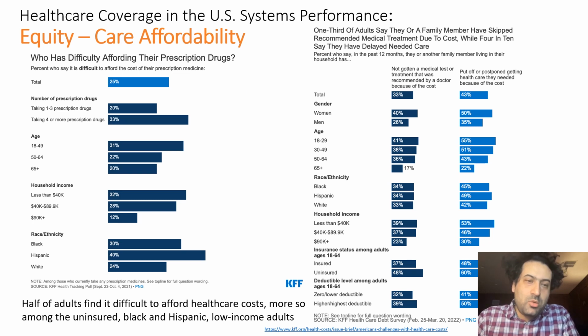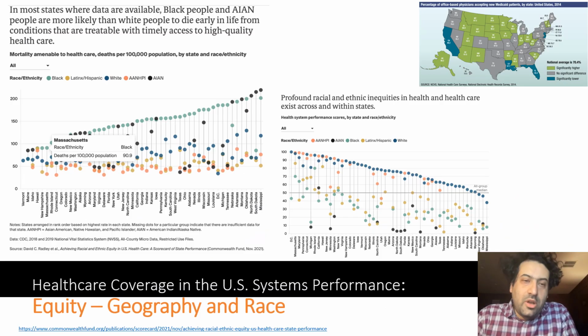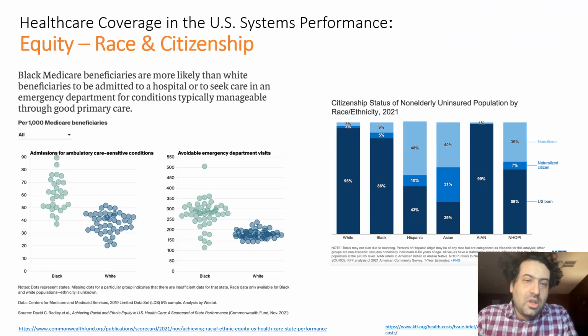Affordability is probably the most important determinant, more so among women, Blacks, Hispanics, and low-income adults. Although introduction of Affordable Care Act decrease inequity, the significant impact of race and ethnicity is still clear. Racial inequities are profound within all states in the country. African Americans suffer from more avoidable deaths than whites. Hispanics and Asians are more likely to be non-citizens or naturalized citizens. Lack of citizenship limits access to healthcare.